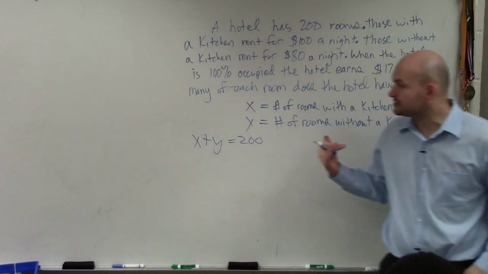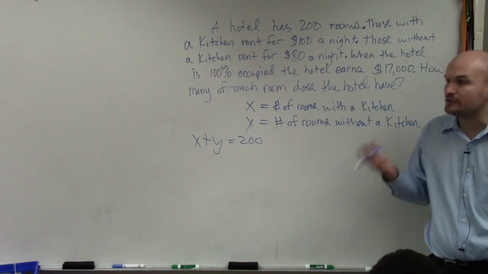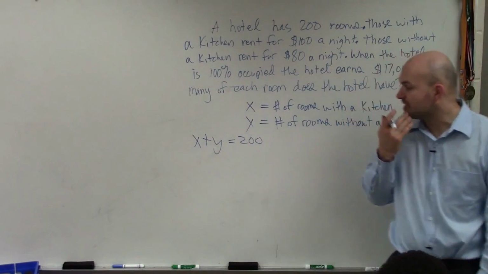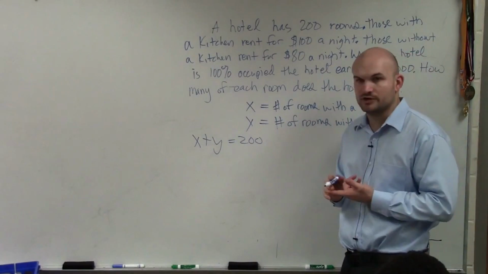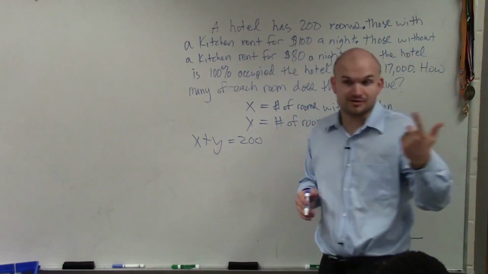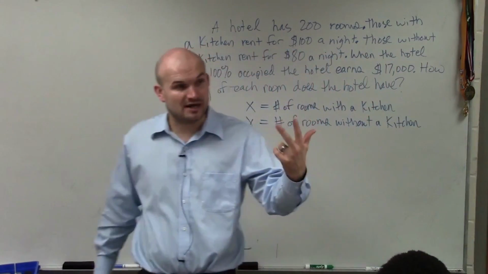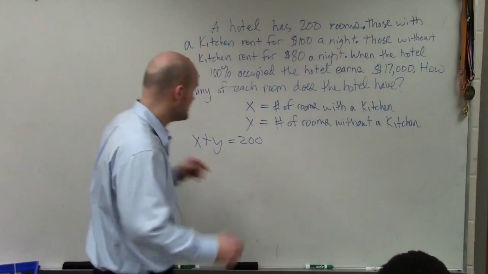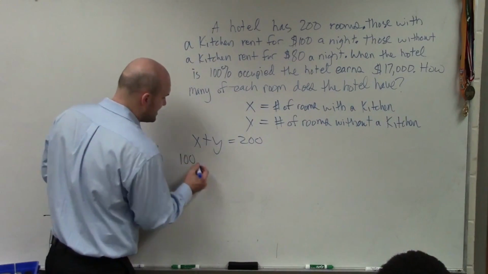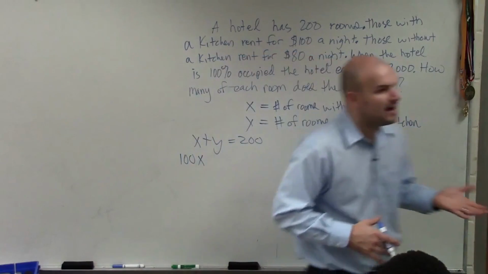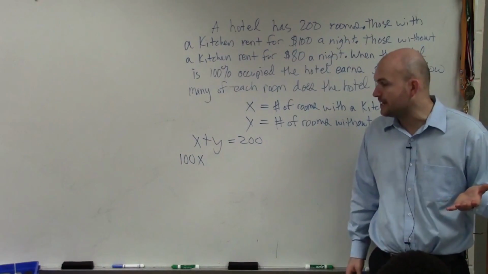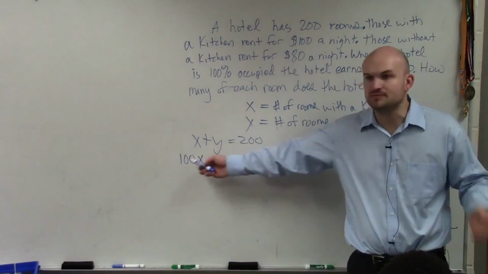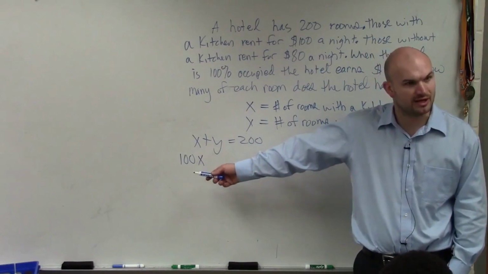The next equation is going to be a revenue equation. And if you think about it, they said a room costs $100 a night. So if you have one room, you get $100. 2 rooms, there's $200. 3 rooms, $300. And basically what you're doing is taking however many rooms that you rent out with a kitchen, you multiply that number by 100, because that's how much you bring in, right?